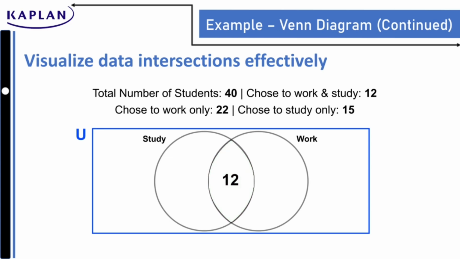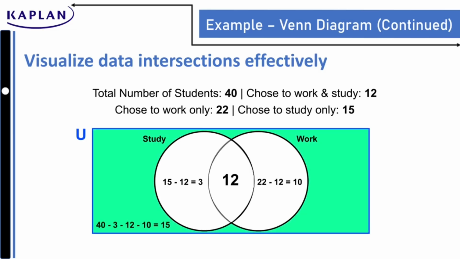For students who plan to work, we need to account for the overlap. We subtract the students who already factor into the overlap from the total number choosing work to get 10. Similarly, for people choosing study, we subtract the overlap to get 3. Now, there is a region that is outside the two circles, and a piece of information that we have yet to use, the total number of students, 40.